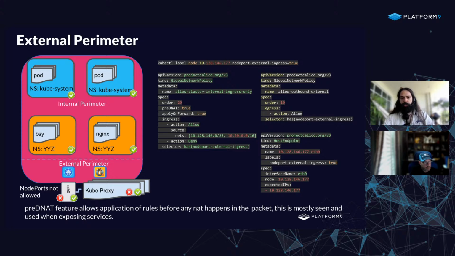So at this point, for example, how do we create it, right? We need to leverage labels and selectors one more time, right? But now we also need to create a new CRD, which is a host endpoint object, right? But let's probably talk first about the global network policy that we're creating.